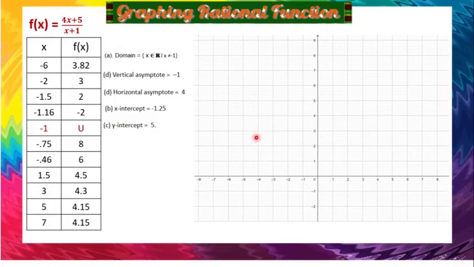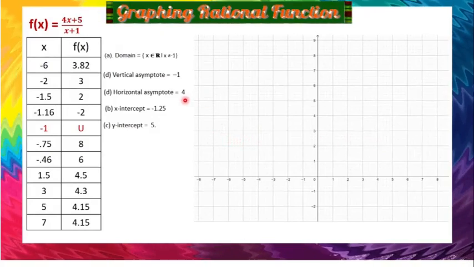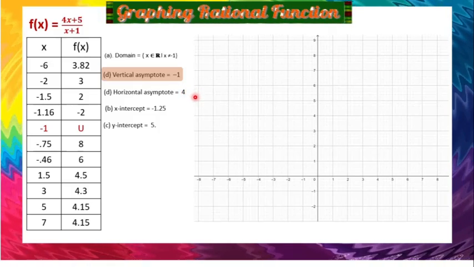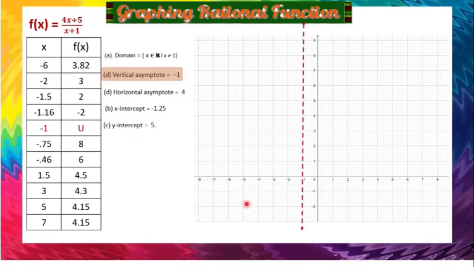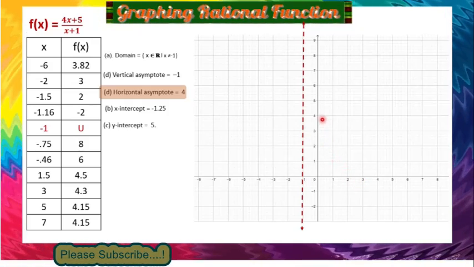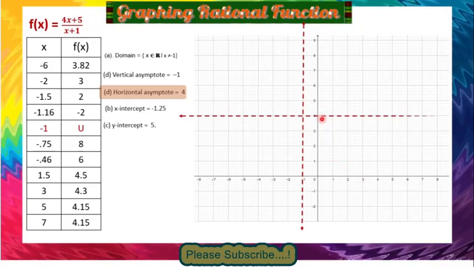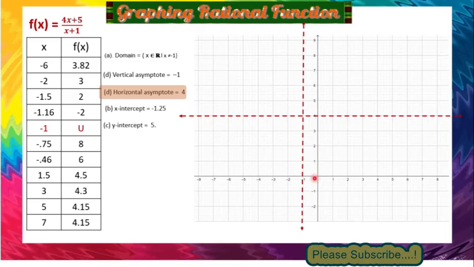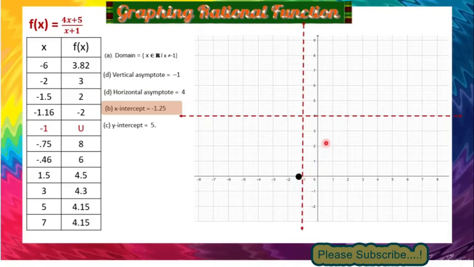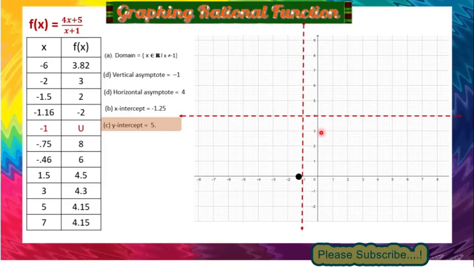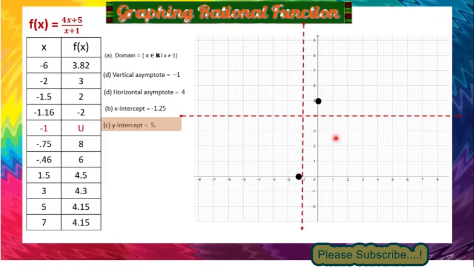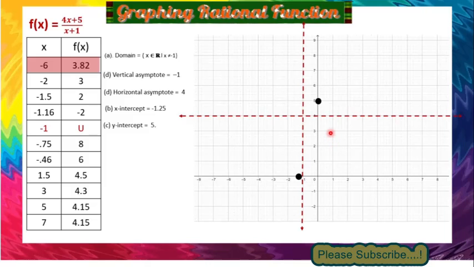so in graphing we have to plot first the vertical asymptote, which is equivalent to negative 1. So that one. Then our horizontal asymptote is 4, so somewhere here. Then our x-intercept is negative 1.25. Okay, here. Then our y-intercept is 5. Y-intercept is 5. So there. Okay, after that, we'll proceed to the table of values for the graph of our function.